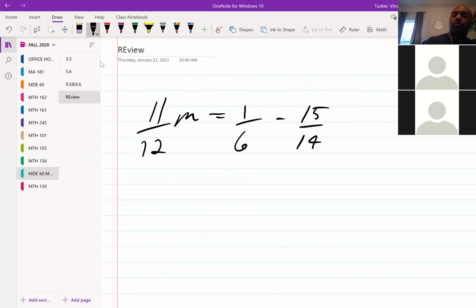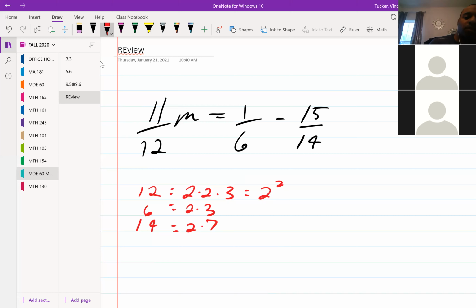Okay. So did you have a way that you started it? I was trying to find the LCD. Okay. So the LCD between these two is 12. Now, the problem with that is that we have this 14 sitting out here. So let me see, what's the best way of showing you? Well, one way of doing it is breaking down your numbers to prime numbers. This is 2 times 2 times 3. This is 2 times 3, 2 times 7. And this is 2 squared times 3.